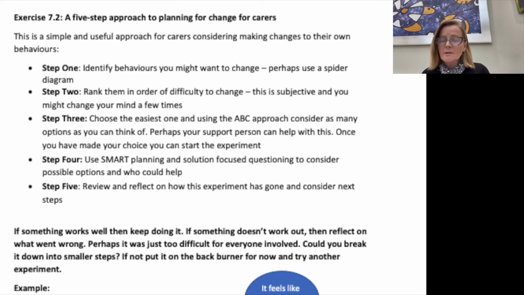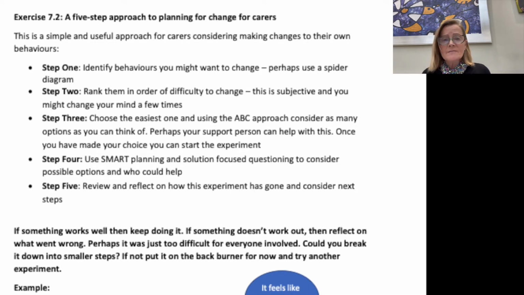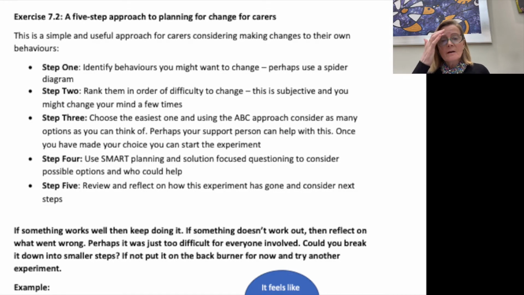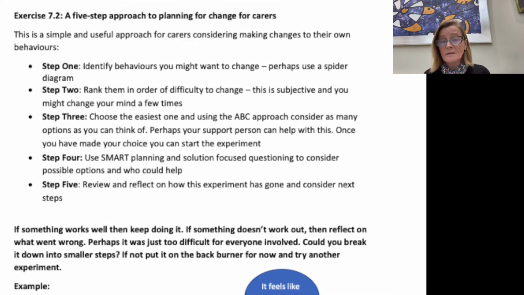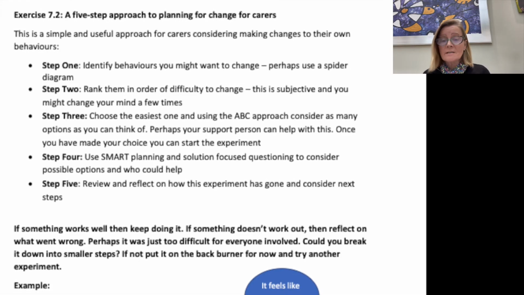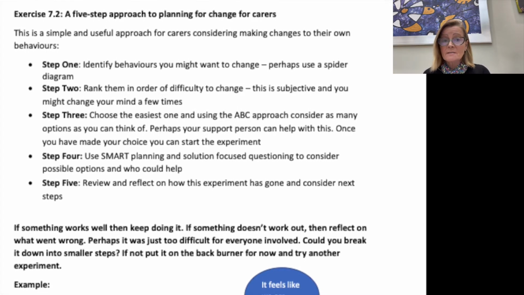In this video, we're looking at exercise 7.2, which runs through a 5-step model for change, which is really easy to understand, and it can be used for carers or it can be used with the sufferers, but only when they're ready. So let's have a look at it in this instance in terms of the carers.